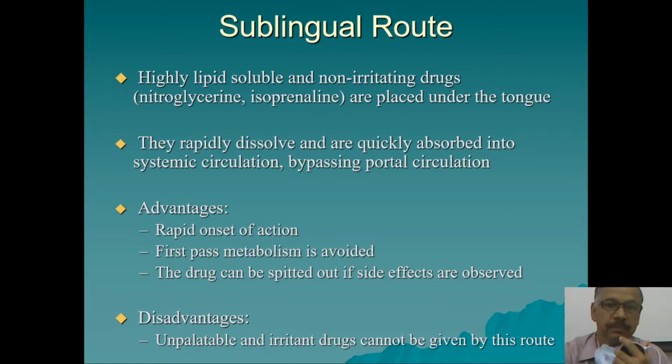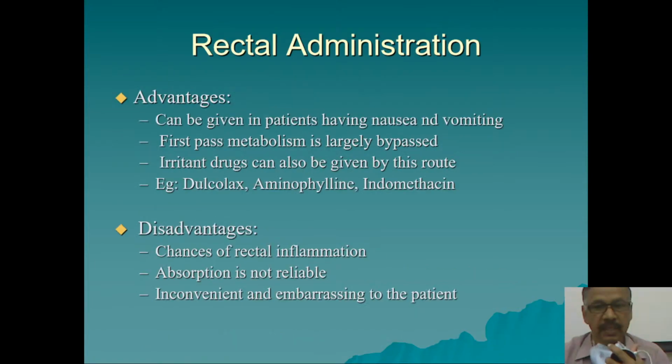Rectal administration can be given in a patient having nausea and vomiting. First pass metabolism is largely bypassed. Irritant drugs can also be given by this route, and examples are Dulcolax, aminophylline and indomethacin. Dulcolax is for constipation, aminophylline is for asthma, and indomethacin is a non-steroidal anti-inflammatory drug. But the disadvantage is that there is a chance of rectal inflammation.